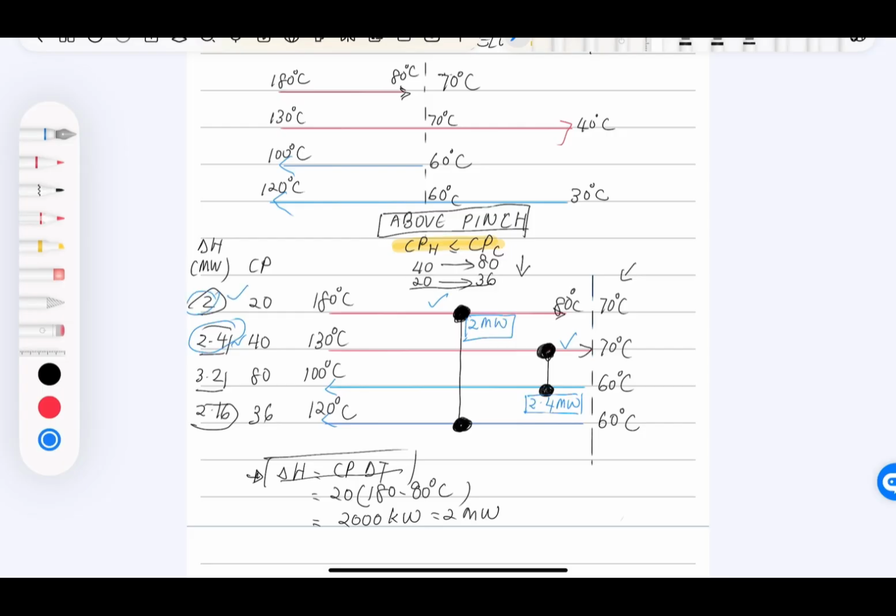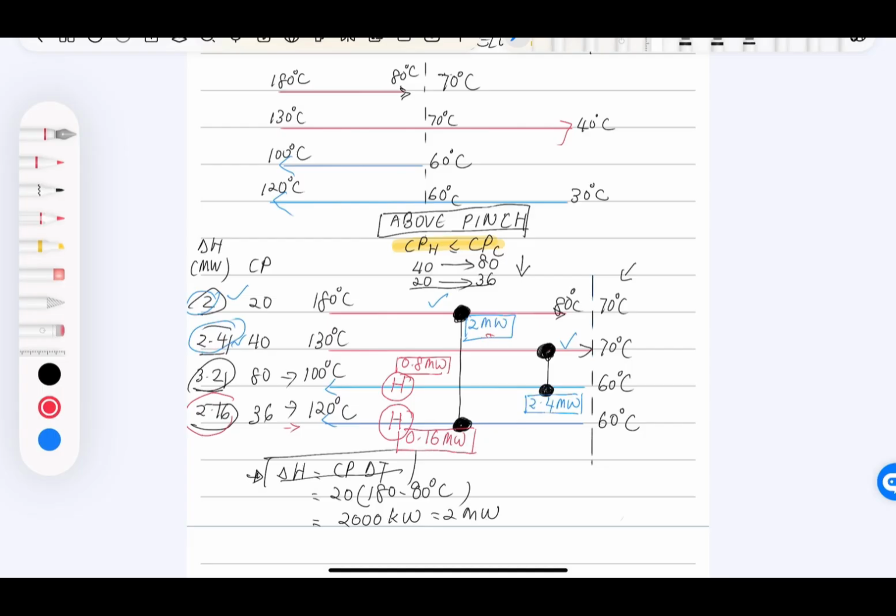Now, leaving these two streams with remaining heat duty: 3.2 minus 2.4 is 0.8. So we put a heater with a heat duty of 3.2 minus 2.4, which is equal to 0.8 megawatt. And for this stream, we're also going to put a heater to satisfy the heat duty of 2.16. We already have 2, so 2.16 minus 2 is equal to 0.16 megawatt.